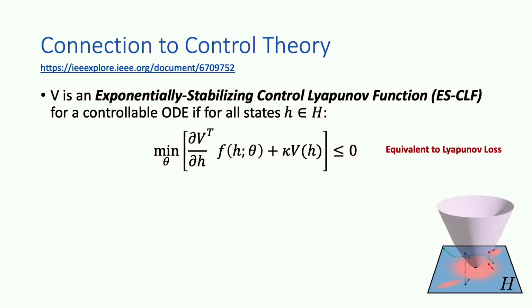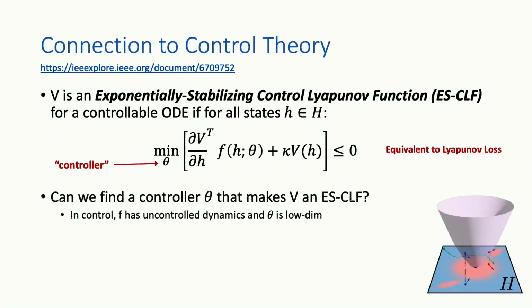One slide on the connection to control theory. If you're not an expert in control theory, you can just space out for 30 seconds. But for those of you who are, a potential function V is an exponentially stabilizing control-Lyapunov function for a controllable ODE if for all states that we care about, this property is satisfied. And this property, of course, is equivalent to Lyapunov loss for some theta. And in control theory, we think of theta as the controller. It's the control authority of the system, like the propeller blades of a drone or something like that.